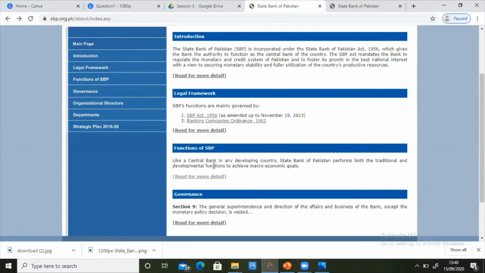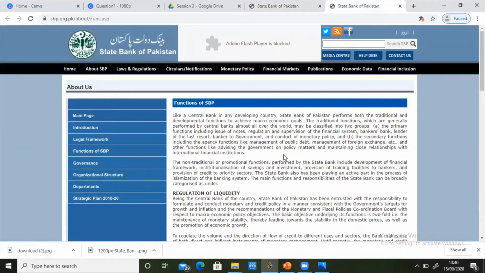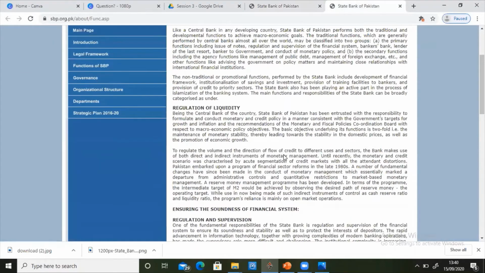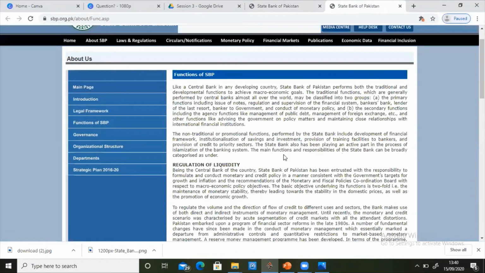Moreover, they have given the functions of the State Bank of Pakistan over here in detail. So I want all of you to go through these functions and read them, so that you have a better understanding of the responsibilities and roles of your state bank.